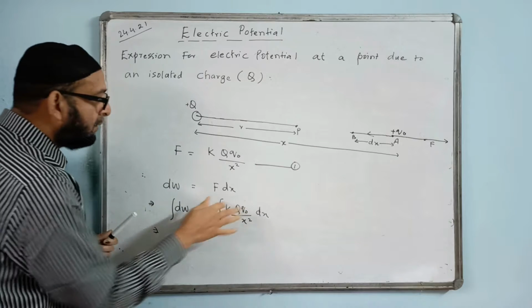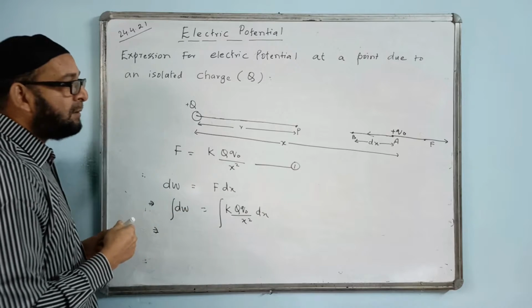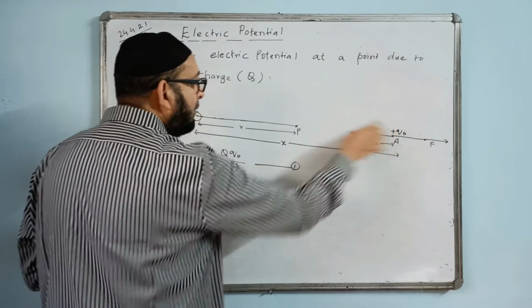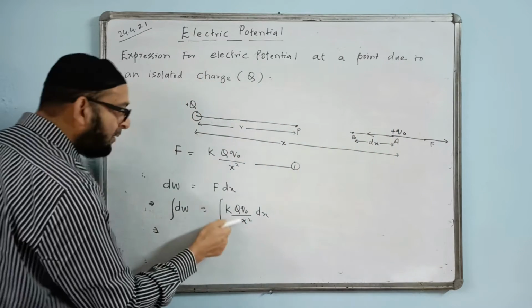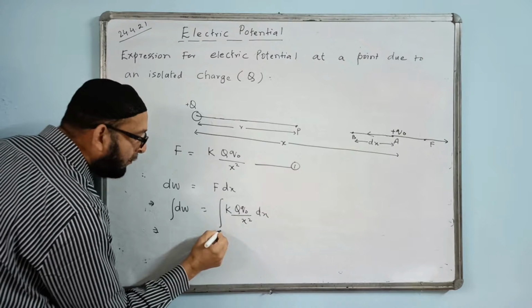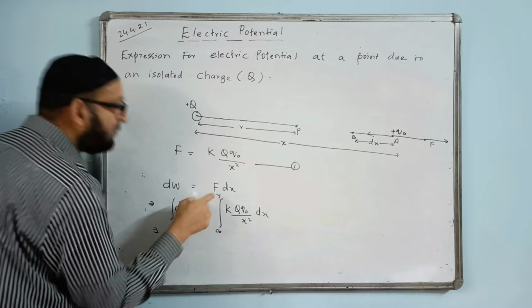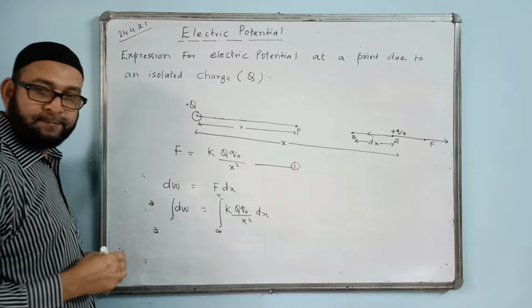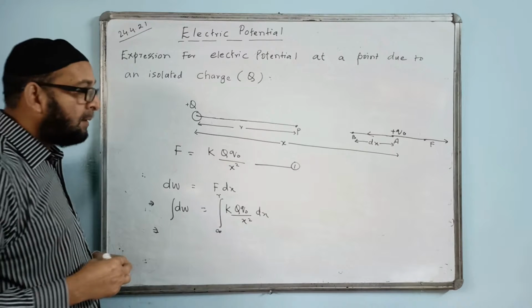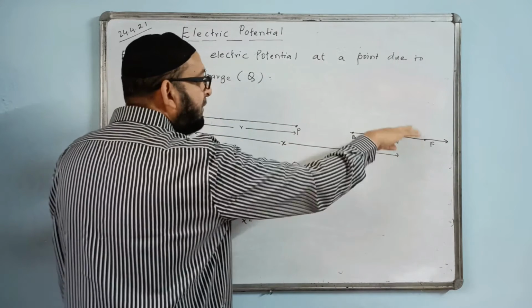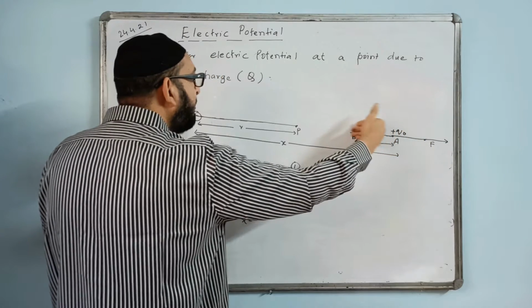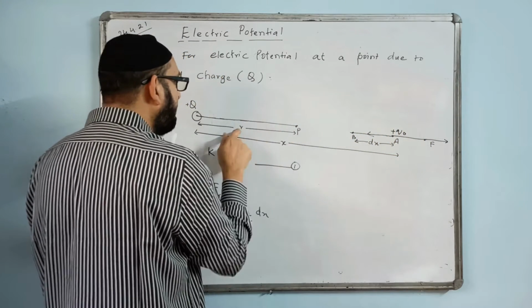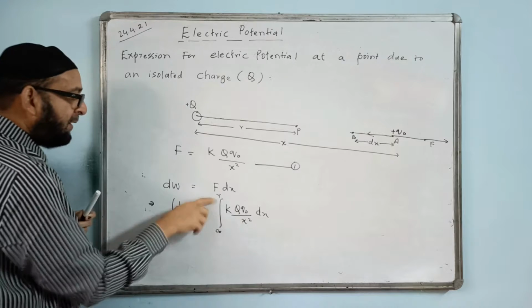We are moving the test charge from the point infinity to finally the point P. So here the value of x distance is varying from infinity to the distance r. This value of x, first it was infinity, and it is varying from infinity till we bring it to the point P whose distance is r. So infinity to r.